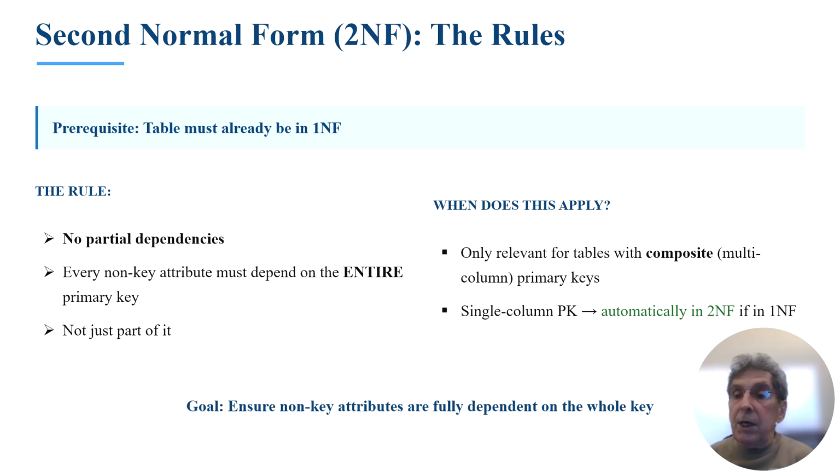Here's what a partial dependency looks like. You have a composite key, A and B, and attribute C depends only on A, but not on the combination of A and B. So C partially depends on the key. For example, if your key is order ID and product ID, and product name depends only on the product ID, that's a partial dependency. Product name doesn't care about order ID. It's determined entirely by which product you're looking at. So the solution to partial dependencies is decomposition: split the table, so that the attributes move to tables where they depend on the whole key.